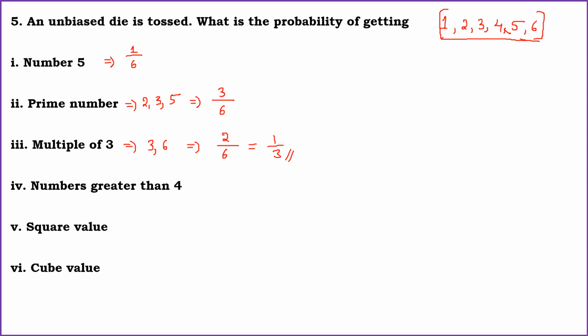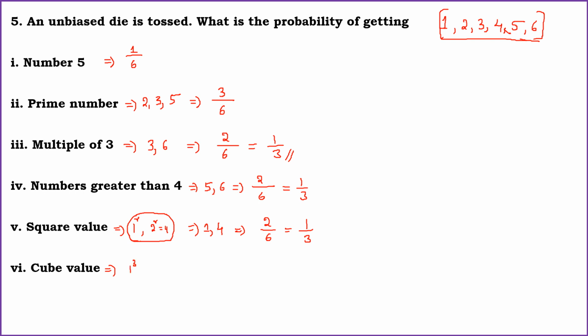Now, a number greater than 4. The numbers greater than 4 are 5, 6. We have only 2 numbers. So, 2 possibilities out of 6. So, answer is 1 by 3. Square value. If you consider square values, 1 square is 1, 2 square is 4. We have only 2 possibilities. Either 1 or 4. That is, 2 possibilities out of 6, which is 1 by 3.